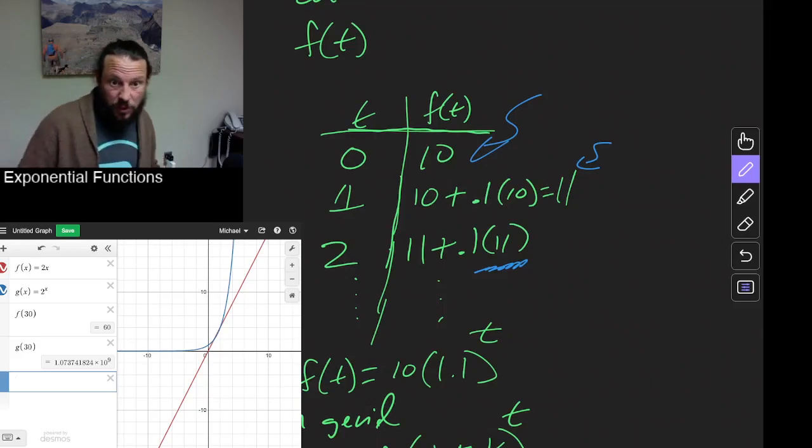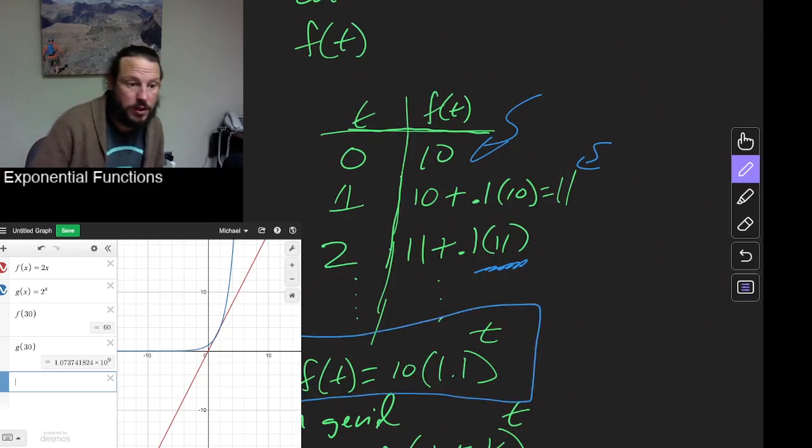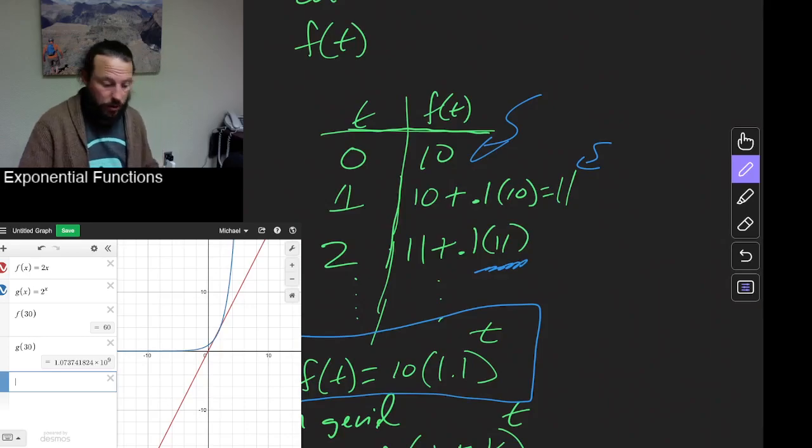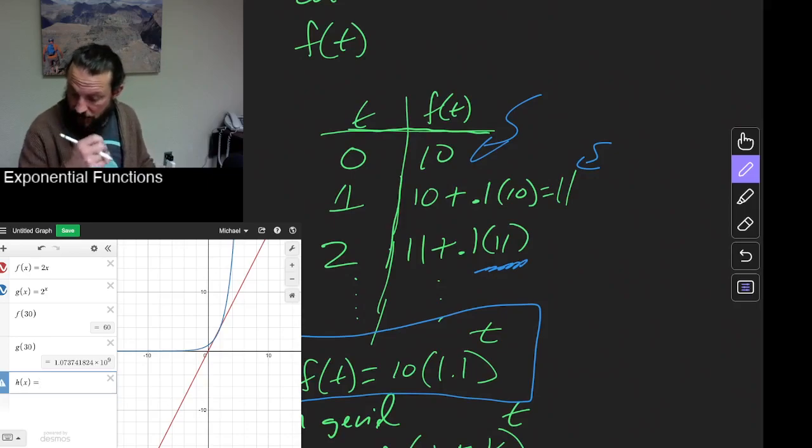Now, the way this works is this function is given by f of t equals 10 times 1.1 to the t. And if we want to take a look at that, I'll call it h, since I already have an f in there.